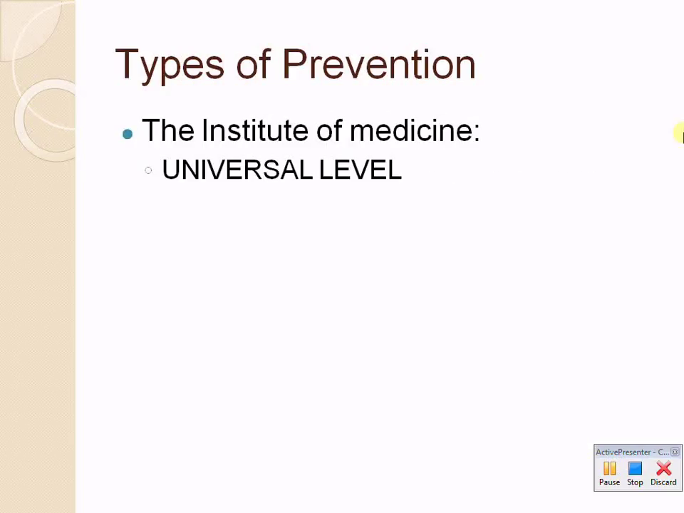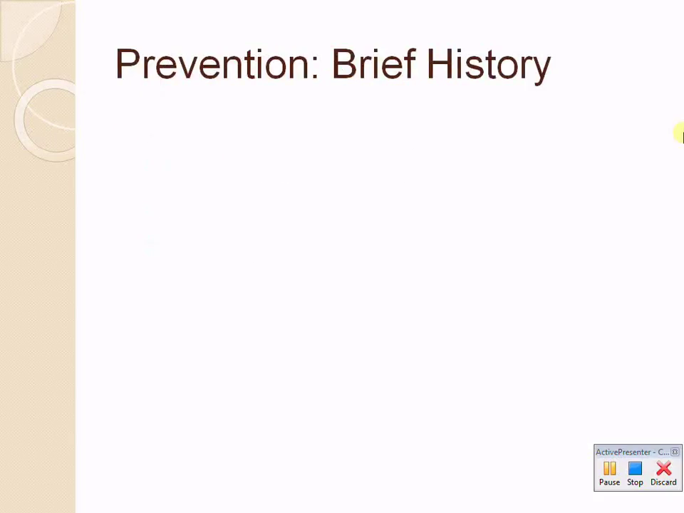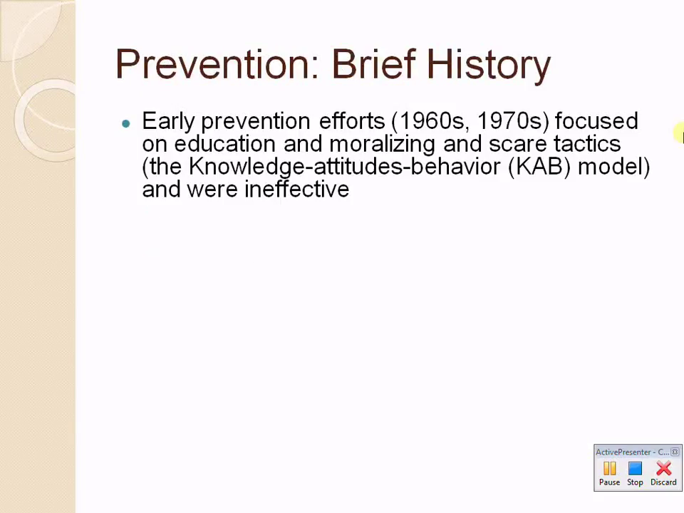The Institute of Medicine looks at the universal level, the selective level, and the indicated level. Now, the public health model that we just saw before and this model are similar but different. And we'll go into more detail about that. But let's talk a little bit about some of the history.